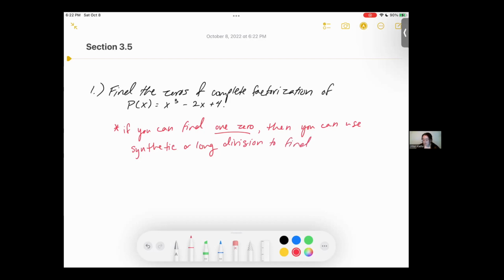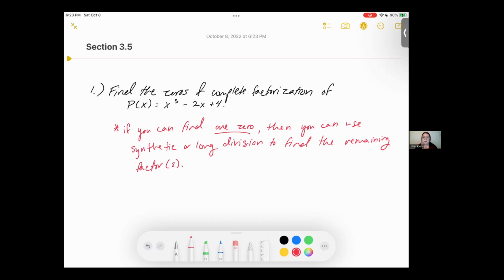And this is to find the remaining factor or factors. You will use this to find the remaining factors, but to begin with, you're just going to find that one polynomial that when it's multiplied by x minus that zero, you get that result. So if you can just find one zero, you're good to go from there, because you can use synthetic division, break it down further and further until you get to the complete factorization of the polynomial.